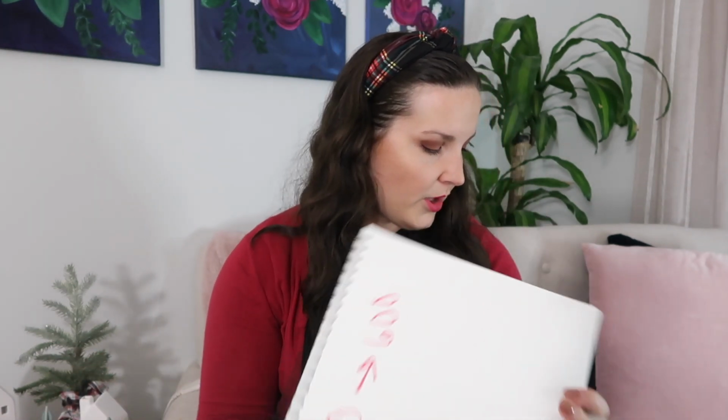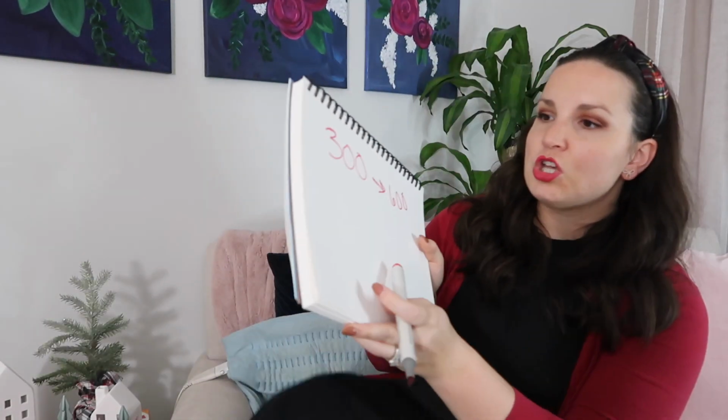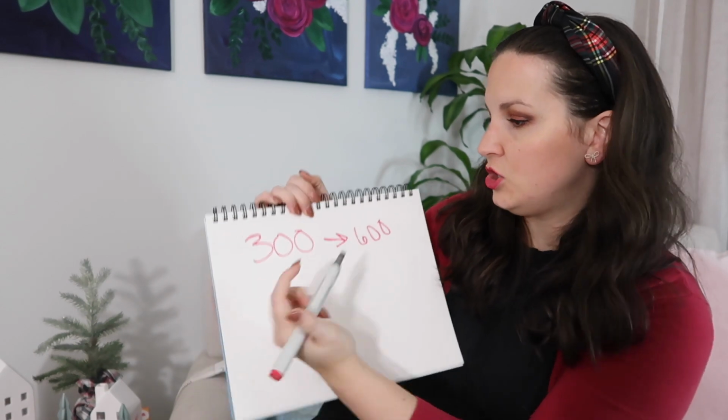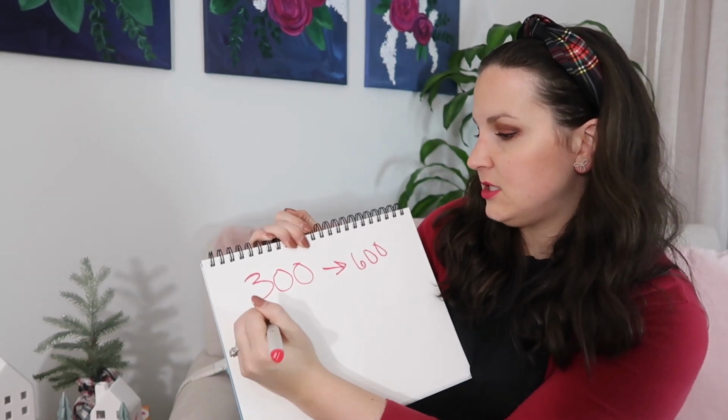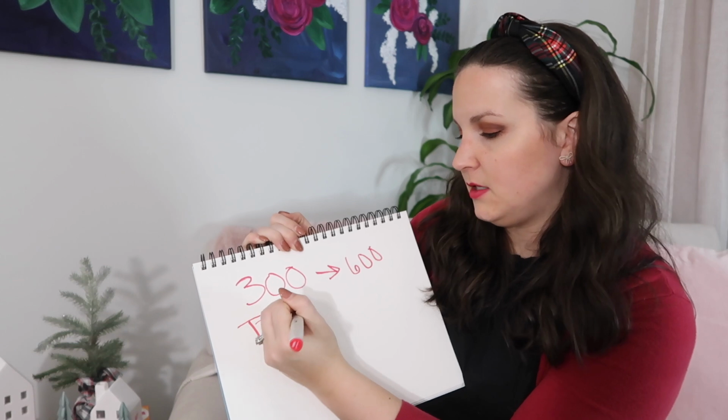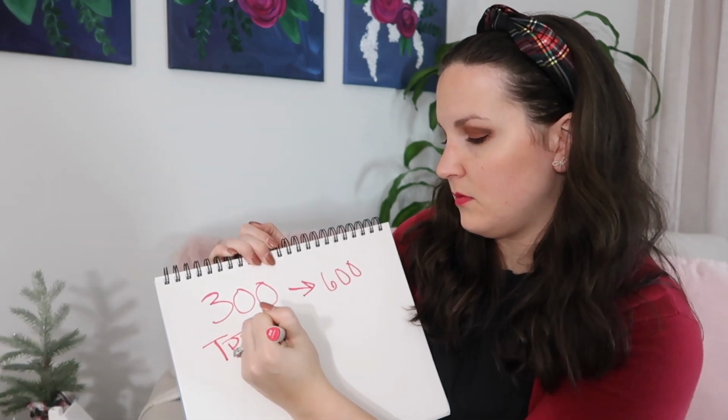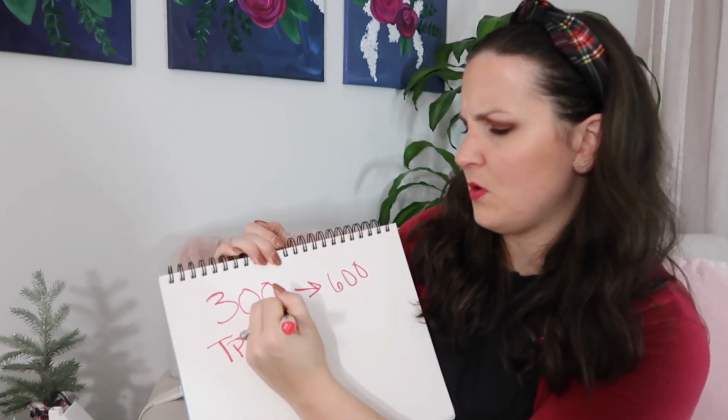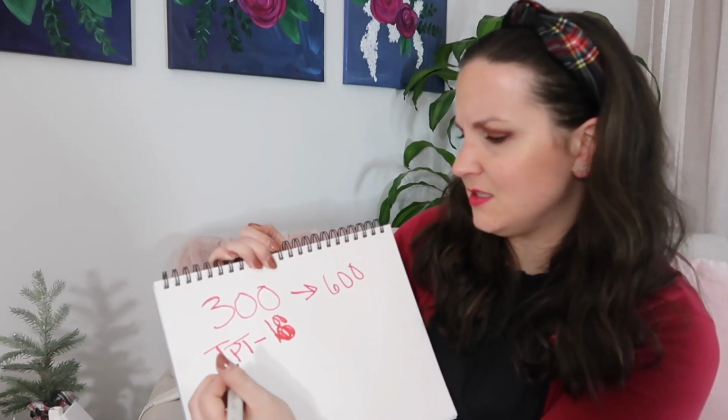Then go through and break it down by income stream. Now this obviously only works if you have more than one income stream, but if you do, this is very helpful. So let's say TPT makes you $100 of that.